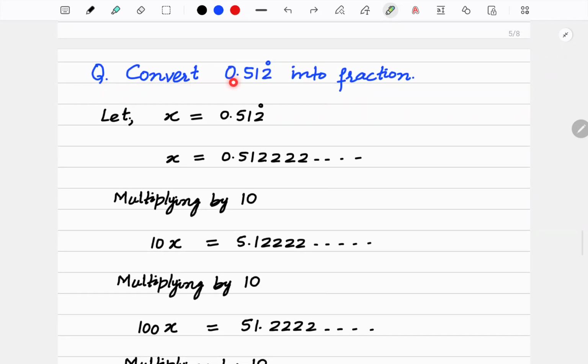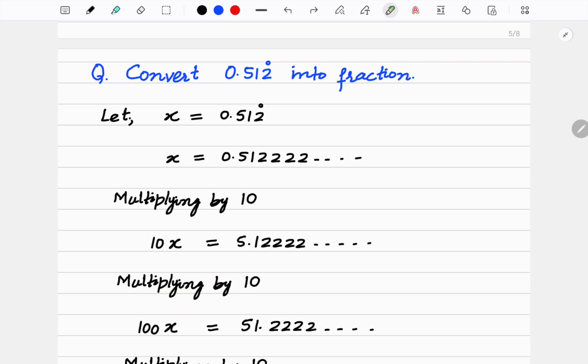Now we have to convert 0.51 with 2 dot, where only 2 is repeating, into a fraction. So first introduce x, then for 2 dot write 2 at least 4 times, dot dot dot. Now keep multiplying by 10. So x becomes 10x, and 0.51222 becomes 5.12222.